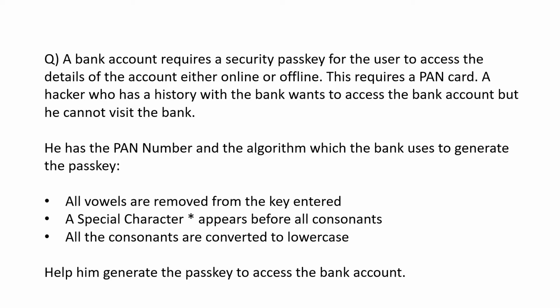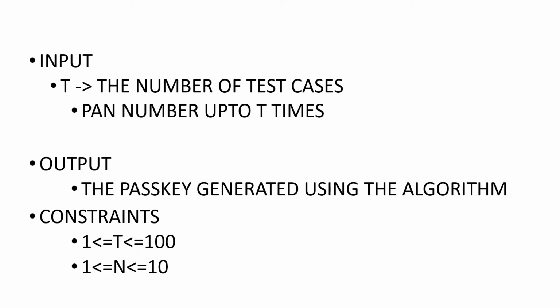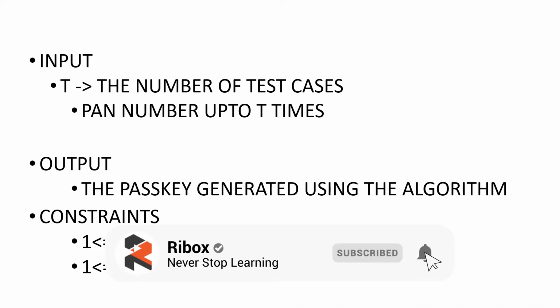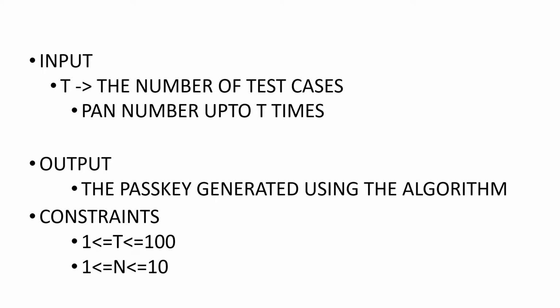So let's look at the sample input and output. The input will be the number of test cases, first of all, that is t, and then we will have the PAN numbers which will be provided up to t times, and the output is the passkey generated using this algorithm. Also we are given the constraints, that is t can be greater than or equal to 100 and n can be greater than or equal to 10. So it means that up till the max of 1000 you have to just ensure that your code runs. If the test case and the constraint goes above 1000, then there has to be an optimized approach which you should use. However, we will still be looking at the problem in the light of the given constraints.